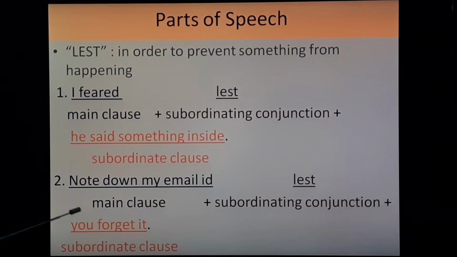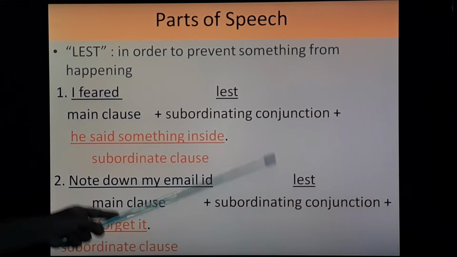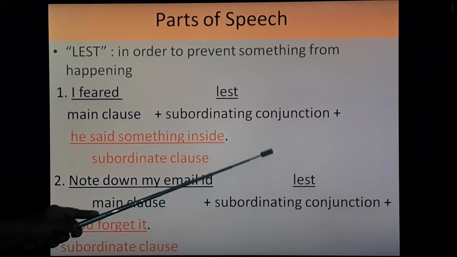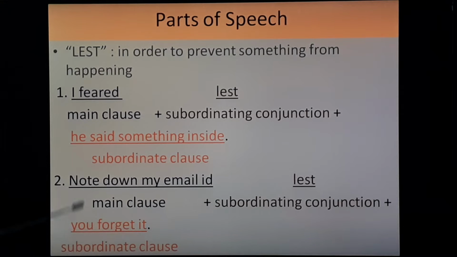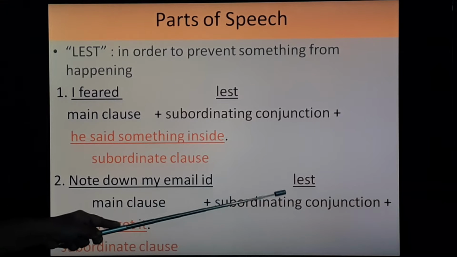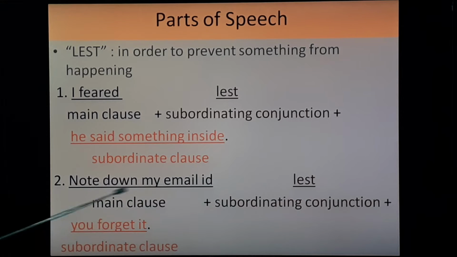Second, note down my email ID lest you forget it. So here note down my email ID, that is main clause, lest, that is subordinating conjunction, and you forget it, that is subordinate clause. Here also lest is used in order to prevent something from happening. Which one? That is you forget it. So it is better to note down my email ID. That is the meaning.